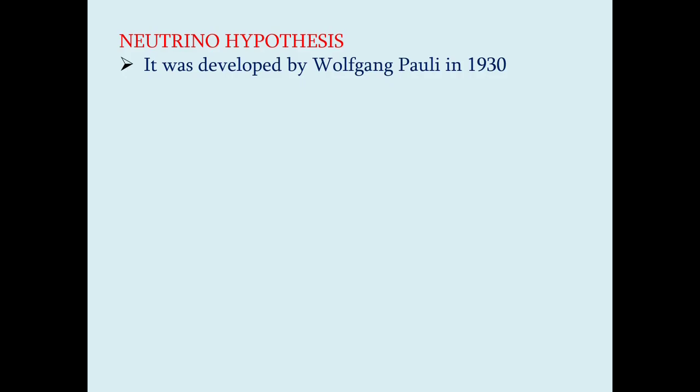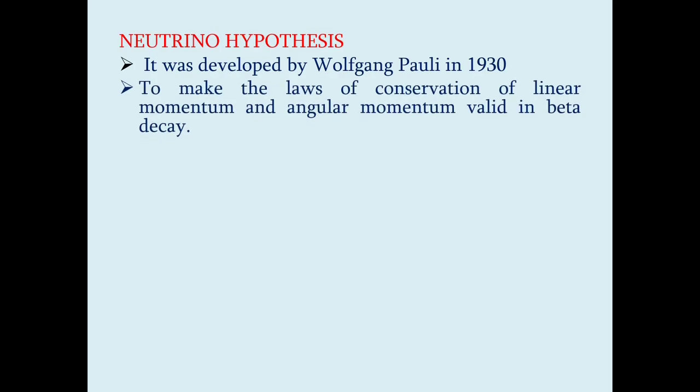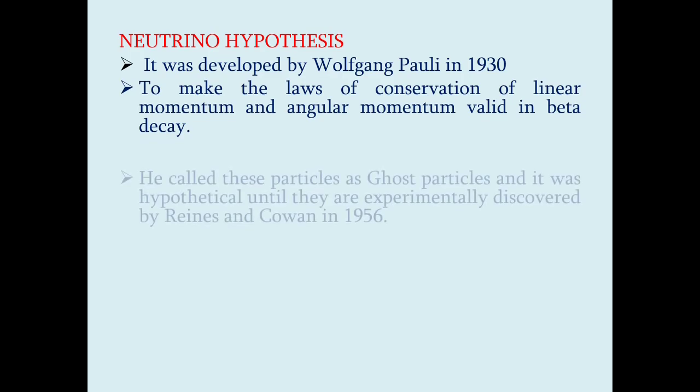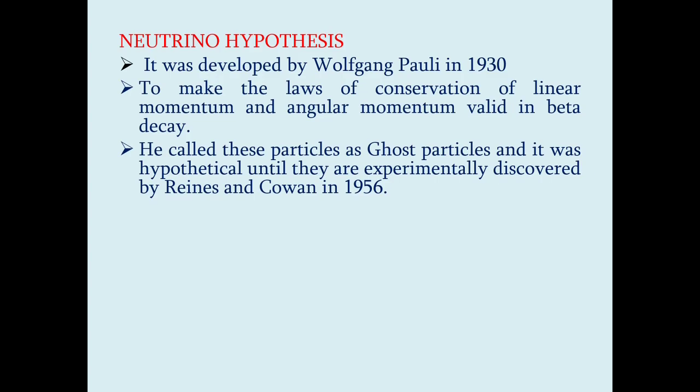A neutrino hypothesis was actually developed by Wolfgang Pauli in 1930. During a beta decay, the laws of conservation of linear momentum and angular momentum appeared not to be conserved. To make these laws valid in beta decay, this hypothesis was proposed. Firstly, Pauli called these particles unknown particles, ghost particles, and they were hypothetical until they were experimentally discovered by Reines and Cowan in 1956.